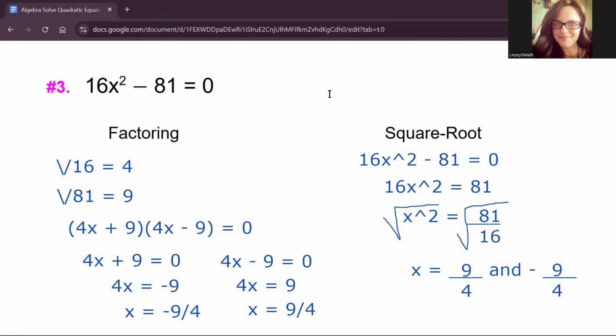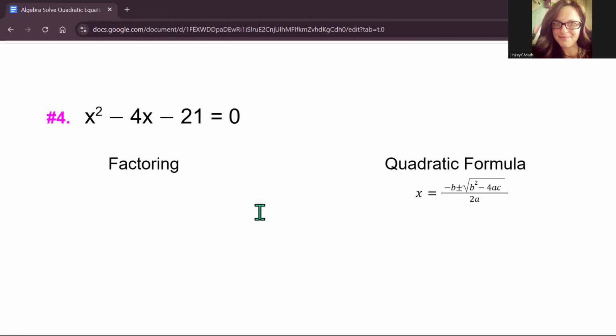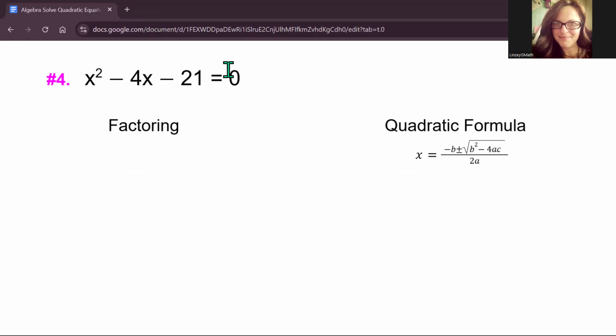Number 4, we have a trinomial, 3 terms, where a is equal to 1. So we can factor by asking ourselves what multiplies to equal -21 and also adds to equal -4.